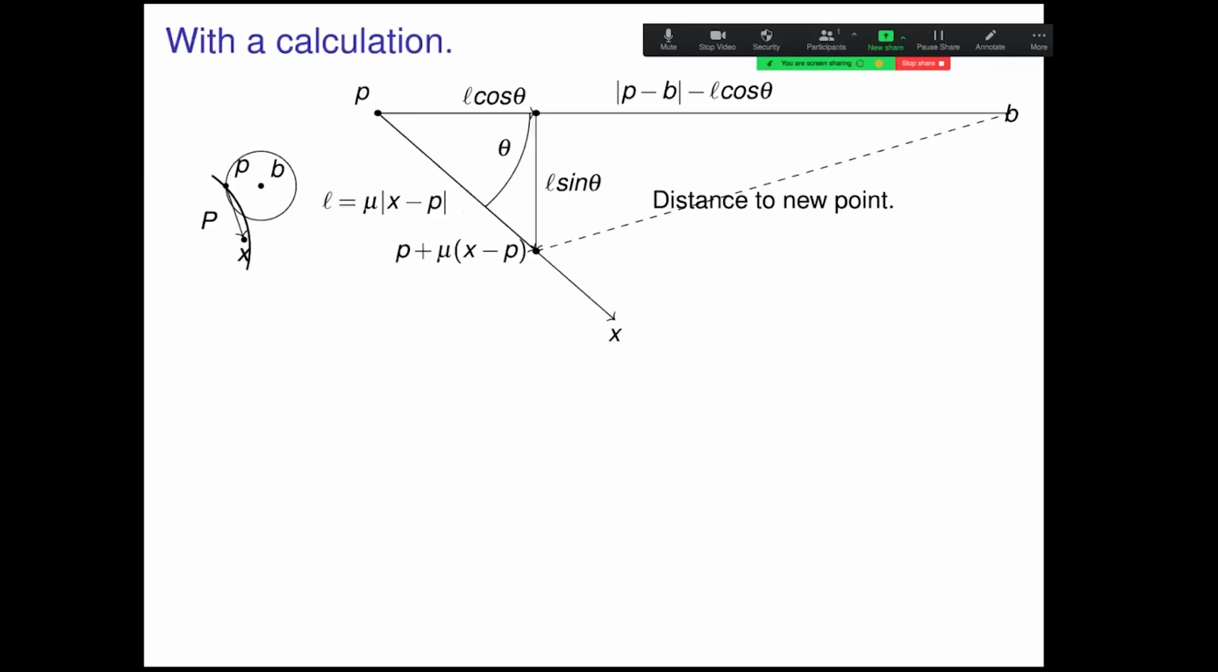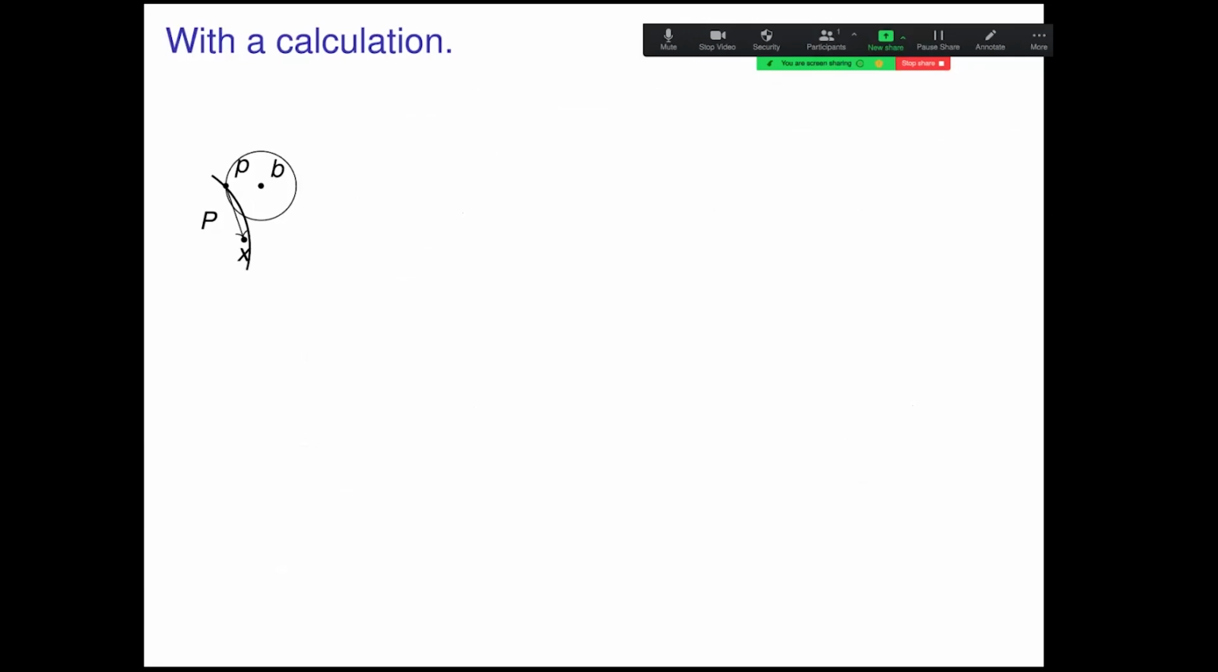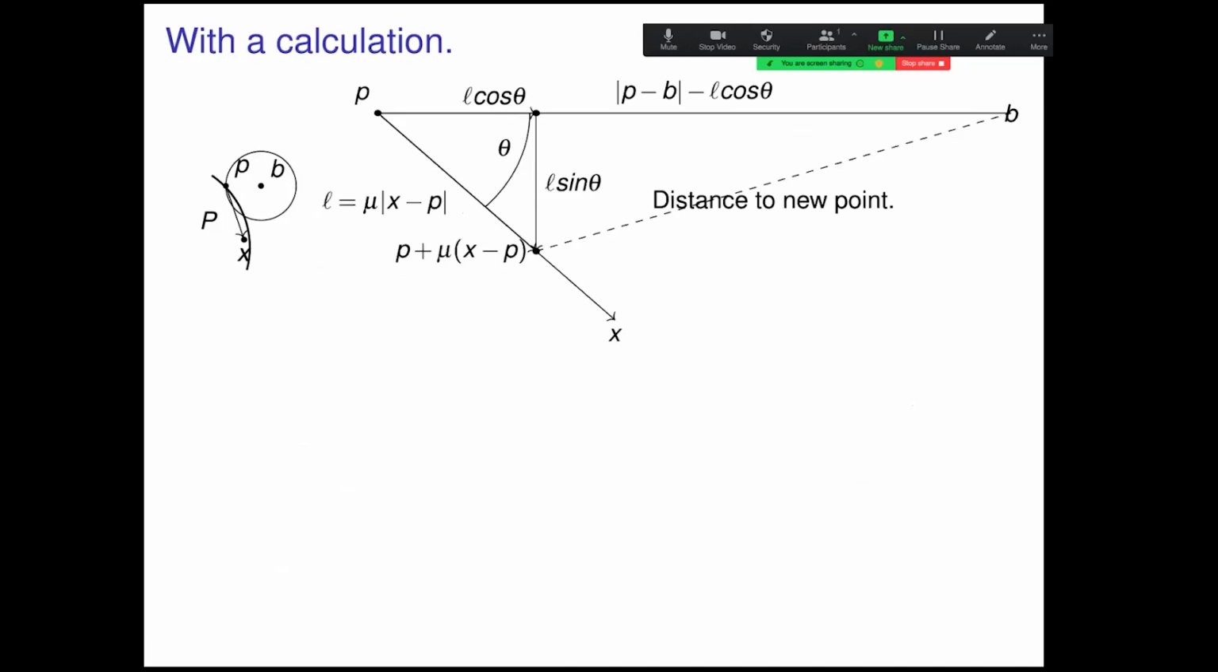I'm taking this picture over here to the left that we saw on the last page. This is the circle around P. This is the point X, this is point P. We presumed that P was the closest point. And now I'm going to argue that there's a closer point, and I'm going to do it quantitatively using trigonometry. So what we say is, there's P minus B. This is this vector here.